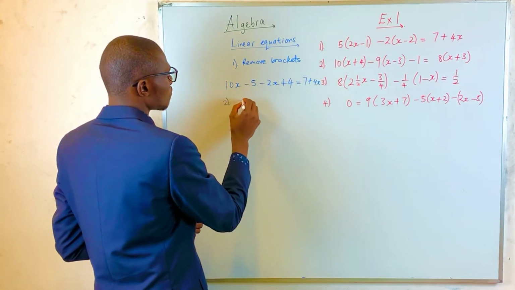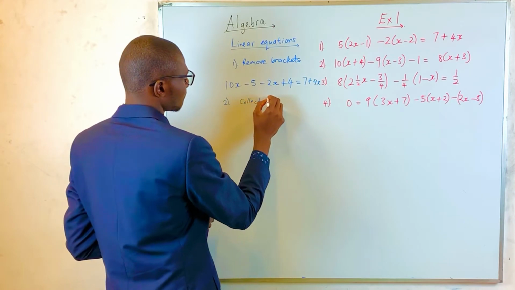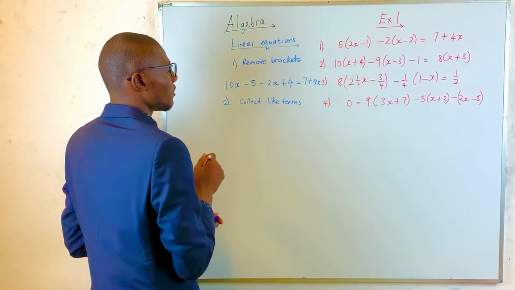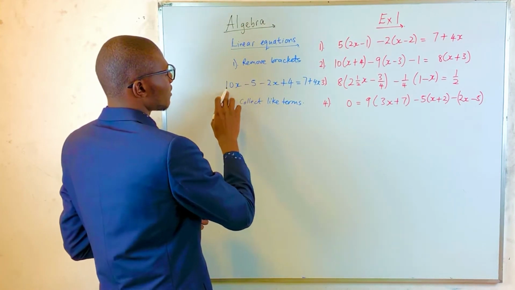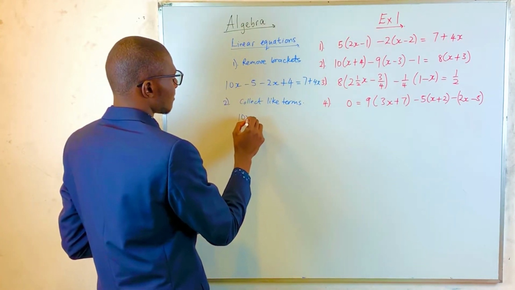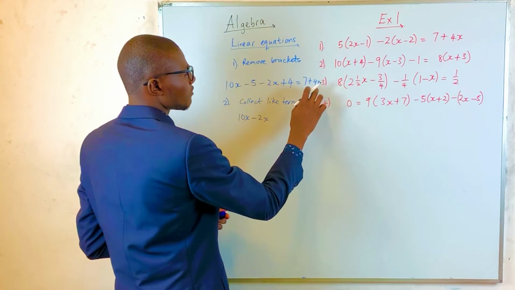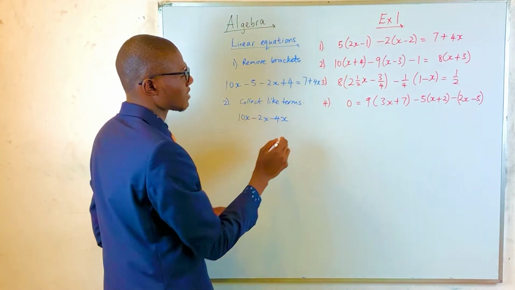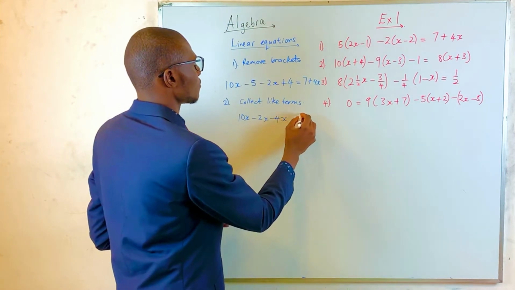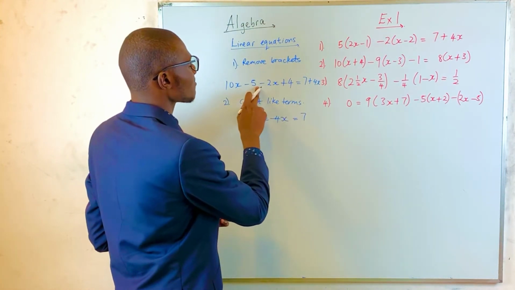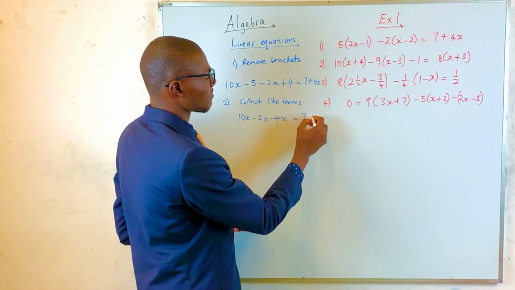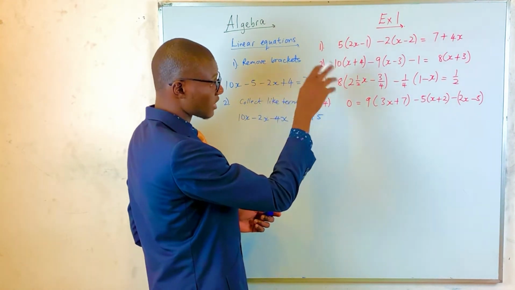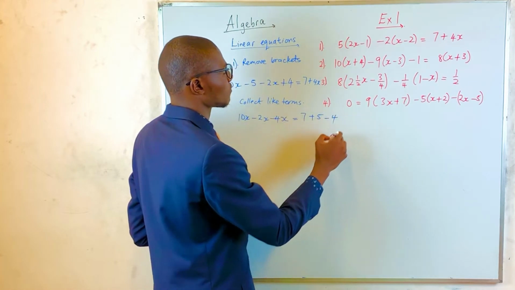Second step is to collect like terms. So if we are to collect like terms, we're saying 10x minus 2x. Then if we take this plus 4x to the left hand side, it becomes minus 4x, and this is equal to 7. If we take this minus 5 to the right hand side, it becomes a plus 5.